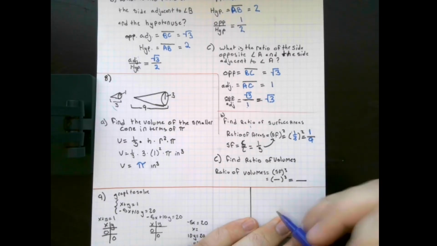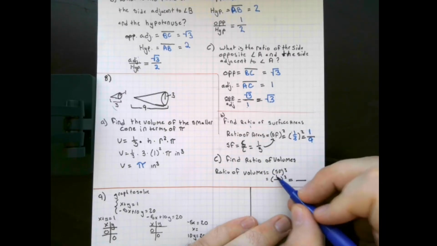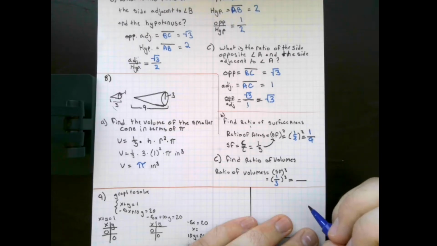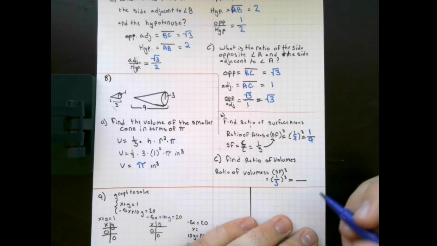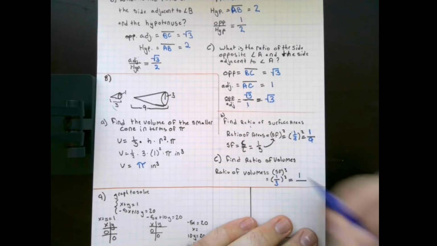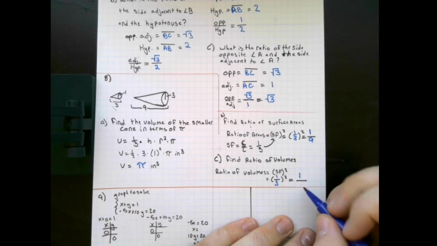Part C asks me to find the ratio of the volumes. The scale factor doesn't change, but instead of squaring it for volume, I raise it to a power of 3 because a volume is a three-dimensional unit. 1 times 1 times 1 will always be 1, and 3 times 3 is 9, times 3 again is 27.